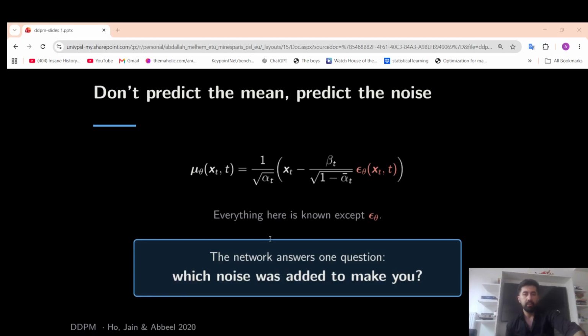So basically, the network's job collapsed to just this question: which noise was added to you? So the target is now always unit variance and well scaled at every time step, and this made the network train so much better. And so pages of variational calculus in the paper collapse into what's shown over here.